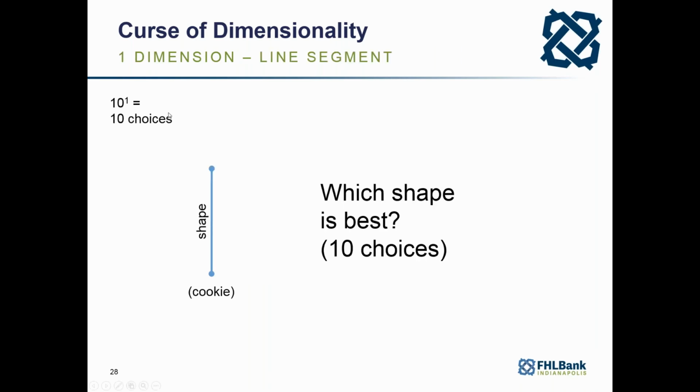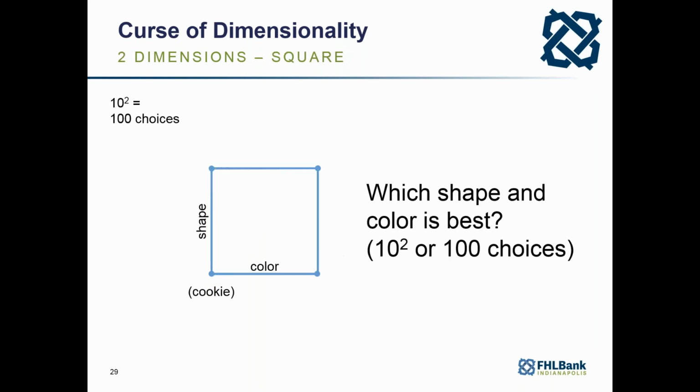Now let's say I'm trying to get the best shape. Well, now the optimal choice is 1 of 10. So now I have 10 choices of which cookie to pick. So I've gone from 1 to 10. Now let's say we introduce color. Okay, well, now I have a two-dimensional data set. So now I've gone from 10 to 100 choices.